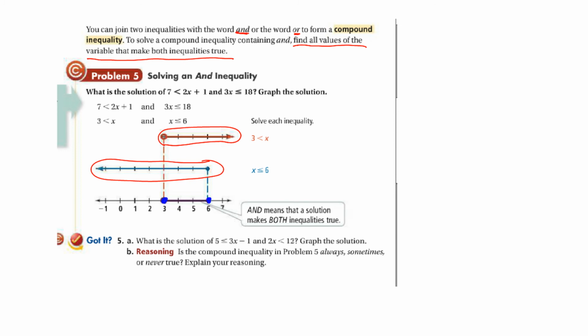between these two points. Now, we need to be careful here because this inequality symbol should have an open circle around it because our symbol here is less than. And this one should have a closed circle because it includes the equal sign. So our final graphic solution would be this. I would like for you now to try Got It problems 5A and 5B.